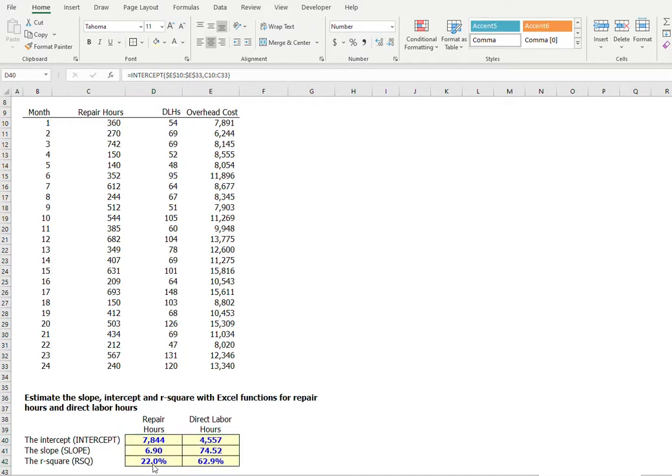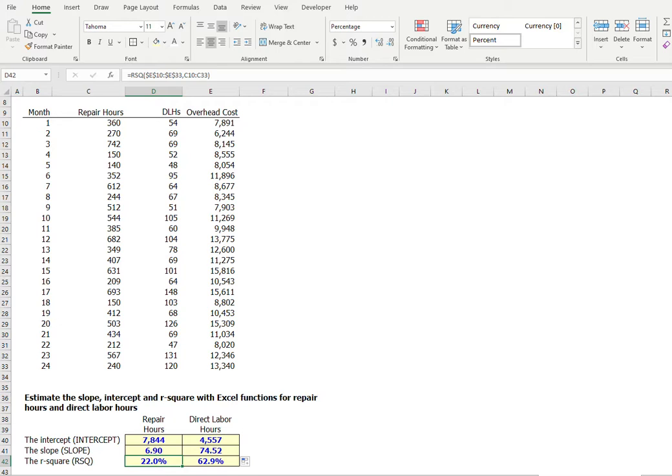One of the first things we notice is that direct labor hours have a greater explanatory power than repair hours. Direct labor hours explain 62.9% of the variability in overhead cost, whereas repair hours, from the last video and exercise, we find only explain 22% of the variability.